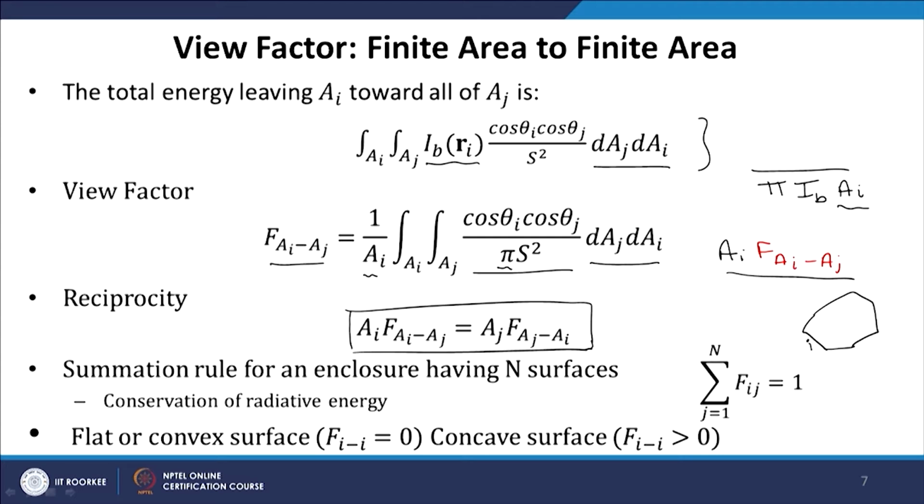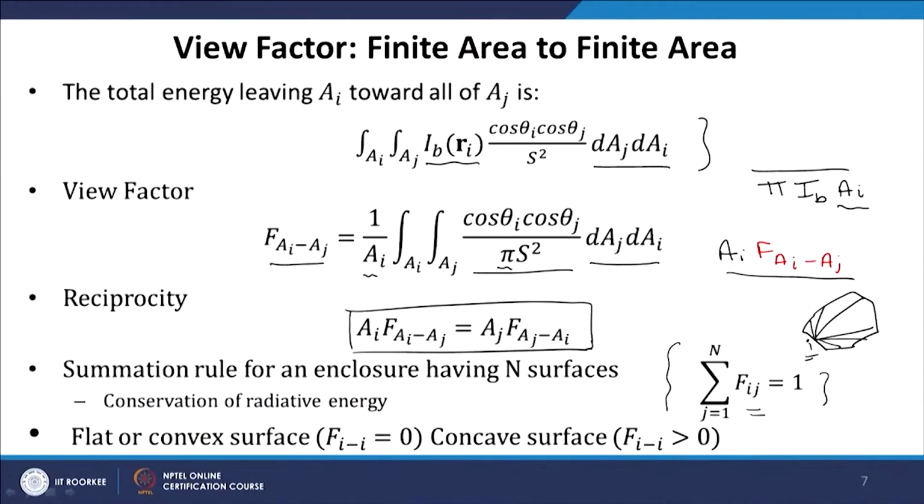So, the total amount of energy leaving surface i and going to all the surfaces, including itself, should satisfy the conservation of radiative energy, okay. And based on this argument we can conclude that the summation of view factors over all the surfaces j, from 1 to n, will be equal to 1. That means the total amount of radiative energy is conserved, okay. So, all the energy leaving surface i should reach one of the surfaces from 1 to n, and the summation over the view factor should be equal to 1.